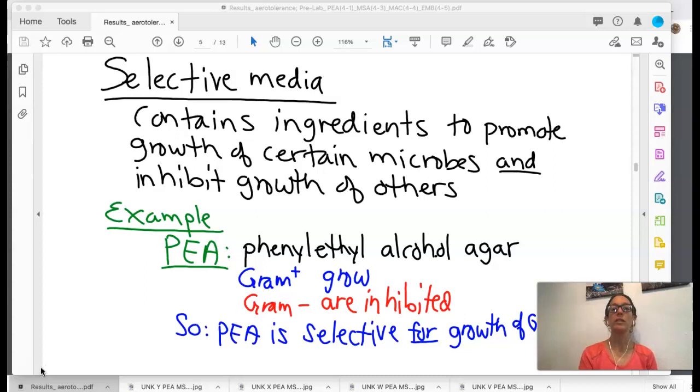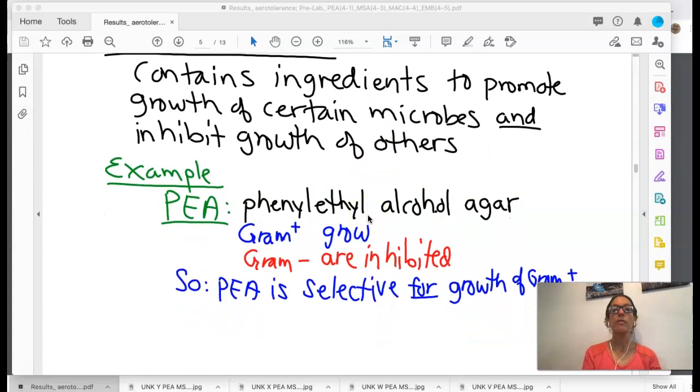To be selective means that the media contains ingredients that will promote the growth of certain microbes and inhibit the growth of others. That's what it means to be selective. We choose a media that will select for the growth of some microbes and inhibit the growth of others.